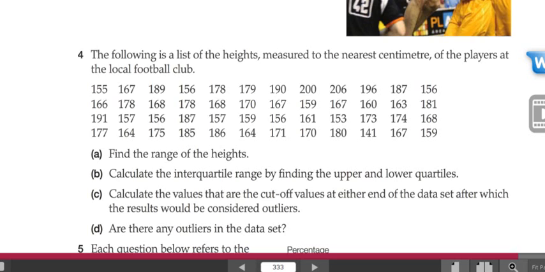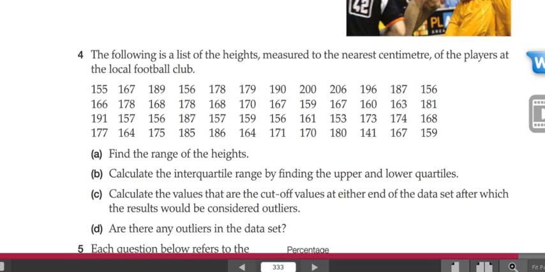Alright, so remember, upper bound is equal to Q3 plus 1.5 times the interquartile range. Now we know what Q3 is. Q3 is 179 from our calculator, plus 1.5 times the interquartile range, which is 20. That is 209.